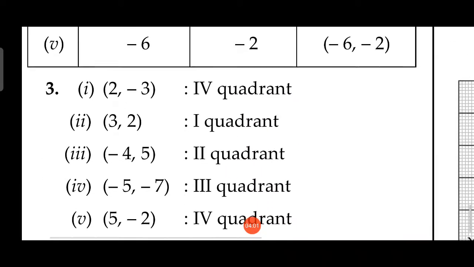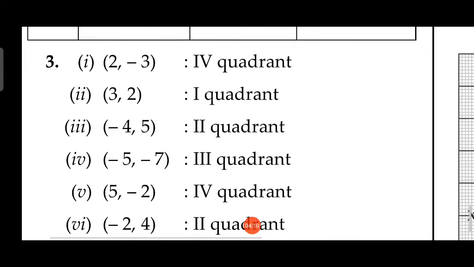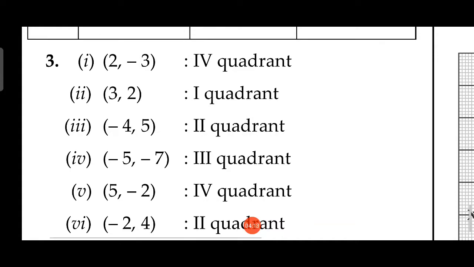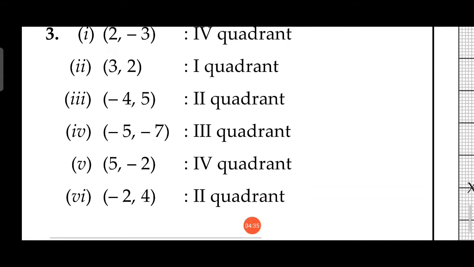Question number 3. In which quadrant will the following points lie? 2 and -3. So, here we have 4 quadrants, quadrant 1, 2, 3 and 4. So, we have to see where each will lie. 2 and -3, that is in the 4th quadrant, 3 and 2, that is in the 1st quadrant, -4, 5, 2nd quadrant, -5, -7, 3rd quadrant, 5, -2, 4th quadrant, and -2, 4, 2nd quadrant.